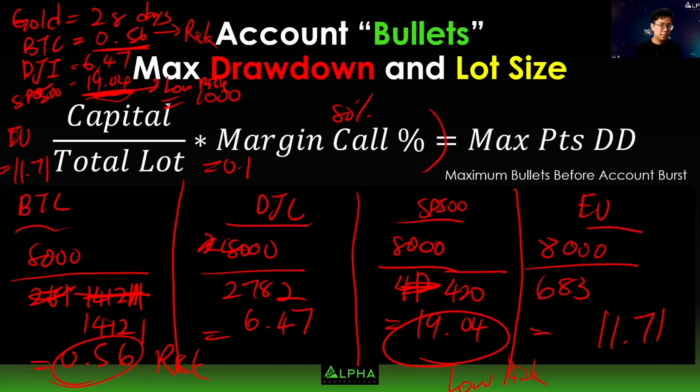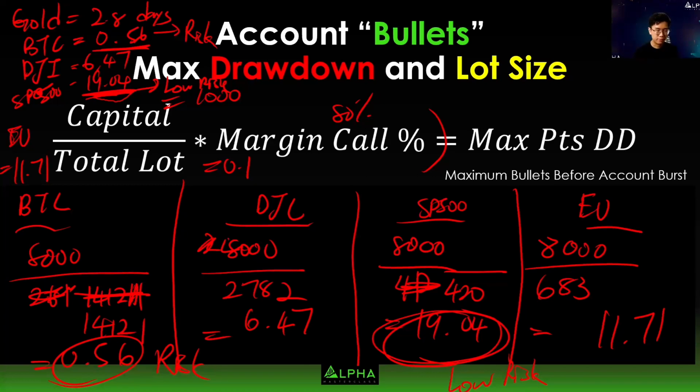Why S&P 500 has the lowest risk is because it takes 19 days of moving against you before you get your margin call. But you pretty much know the S&P 500 always goes up. Hence, you pretty much can do one thing, which is just hold it. It just keeps going one side, always one side.